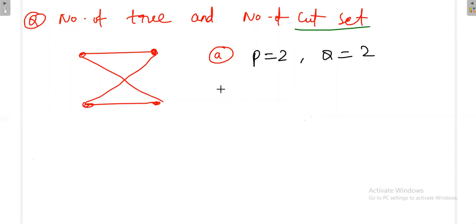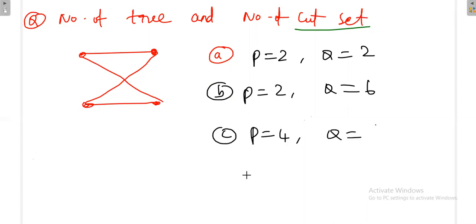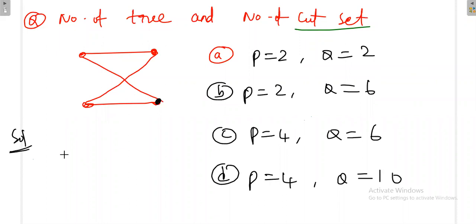Okay, so A: P is equal to 2, Q is equal to 2. B: P is equal to 2, Q is equal to 6. C: P is equal to 4, Q is equal to 4. D: P is equal to 4, Q is equal to 20. Anybody, what is the answer? How many trees are possible? Again, this is not the standard complete graph, so you cannot apply the formulas. You have to form the trees, then only you will come to know how many trees there are. Yes, anybody, any guess? Okay, so here there will be 4.